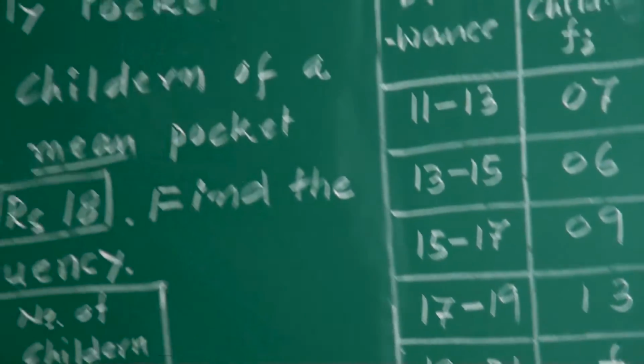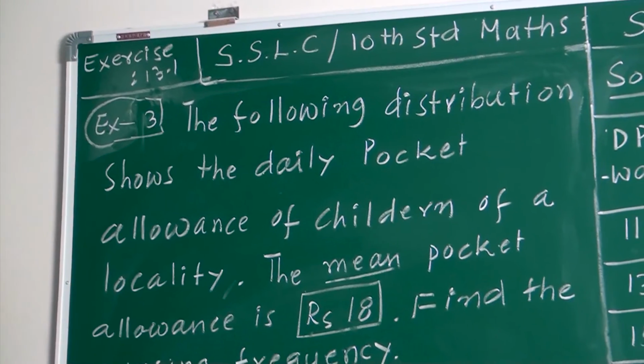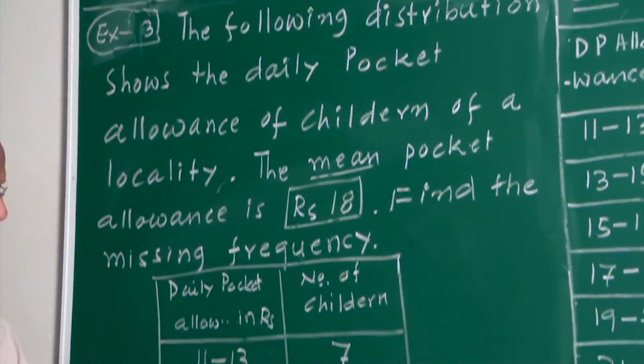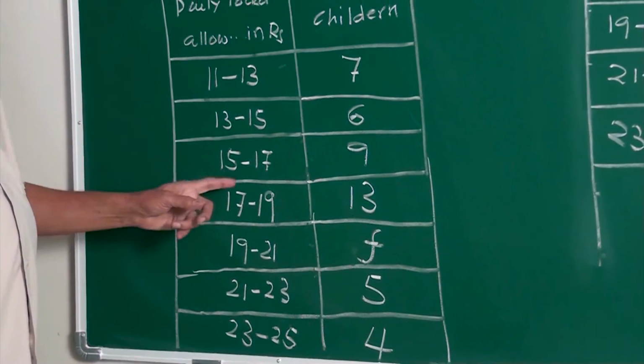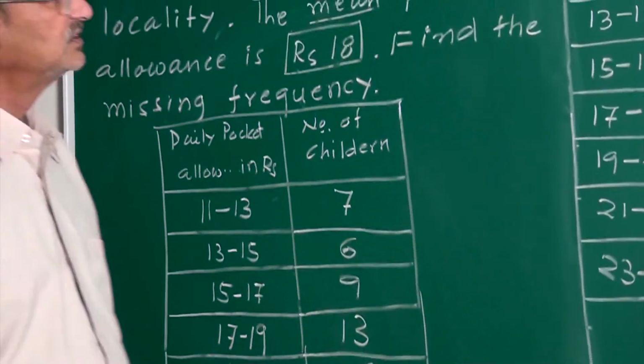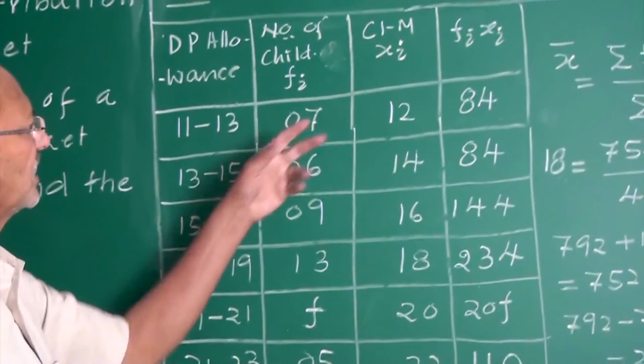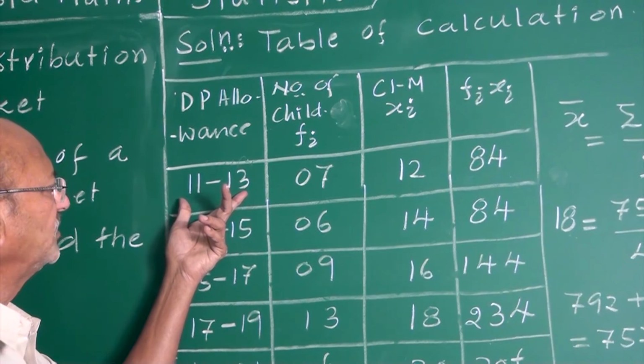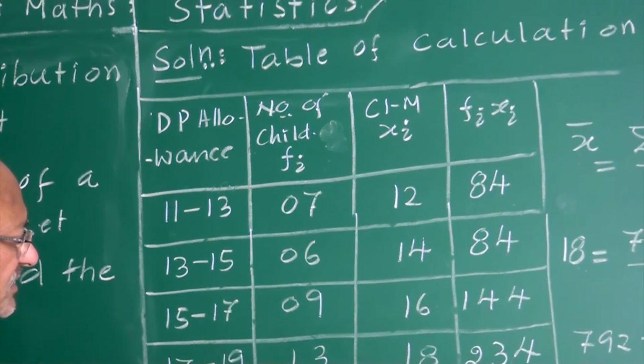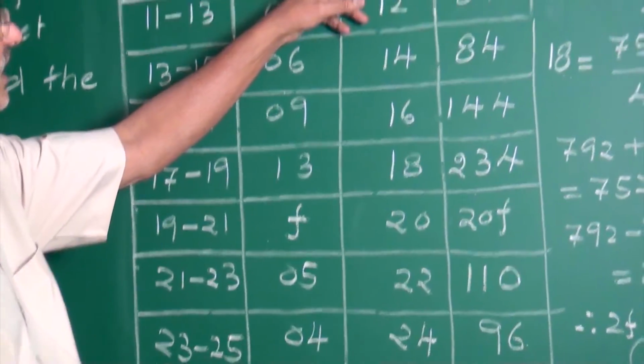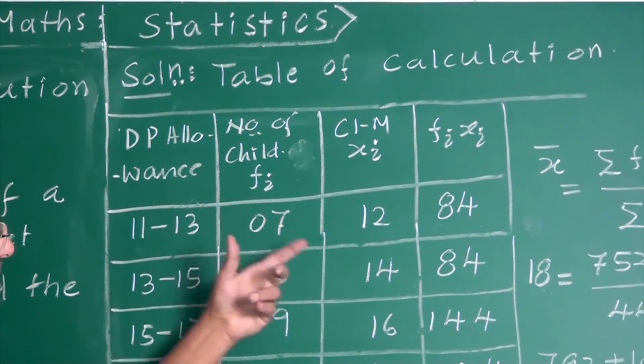Yes, friends. This is the question: you want to find the missing frequency. Write these two columns as it is. Then you want class mark. Add both divided by 2. This is class mark, which is xi. This is fi, product.